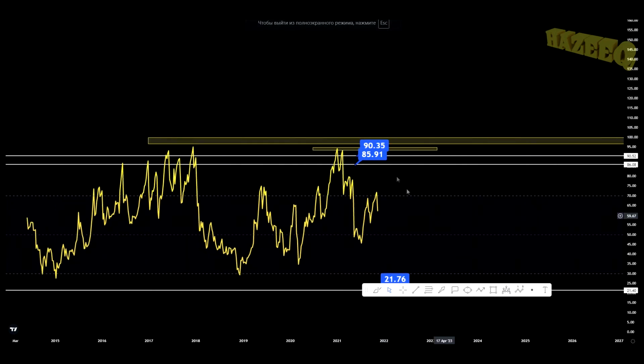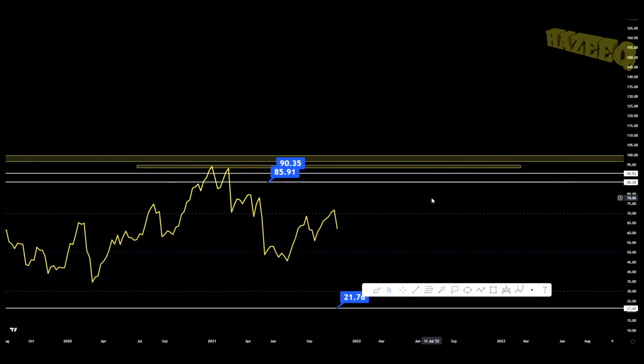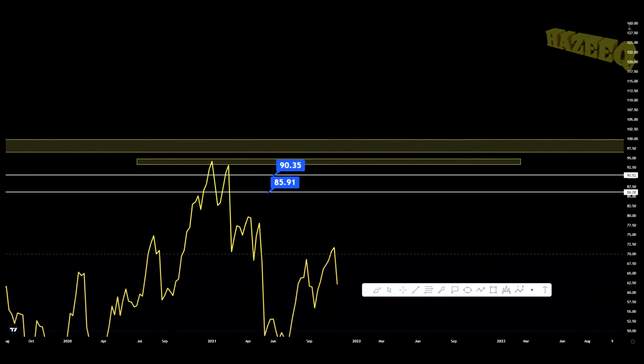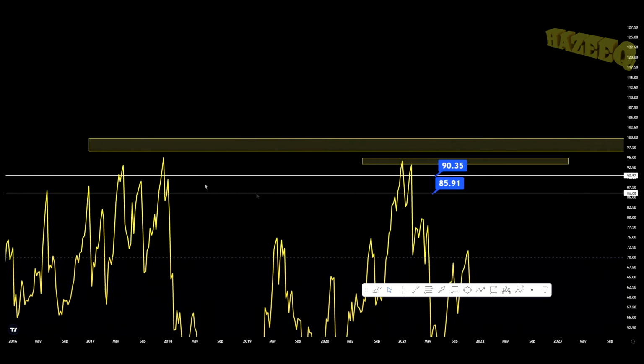Now, jumping into the weekly chart. Ignore the white trend lines. Those are for the daily chart that we just drew. So if you look at the weekly chart over here and you really zoom in, you can see that here in December of 2017, you were sitting at 95 on the index, and this was December 2017.